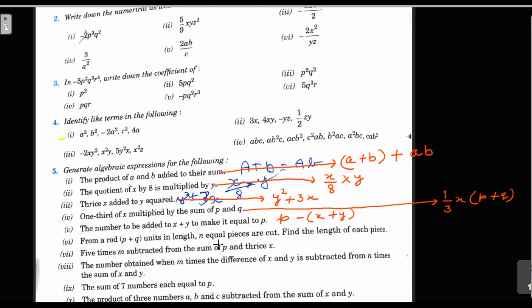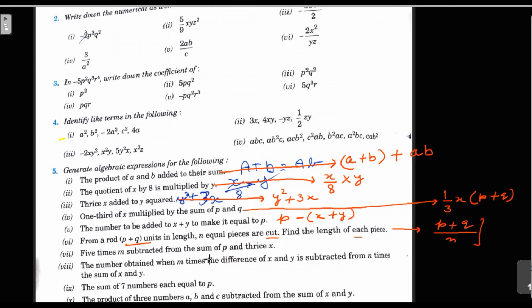From a road of p plus q units in length, n equal pieces are cut. Find the length of each piece. So the total length of the road would be p plus q, and n pieces are cut. This would be the length of each piece, right? Now, total length of road divided by total number of pieces.